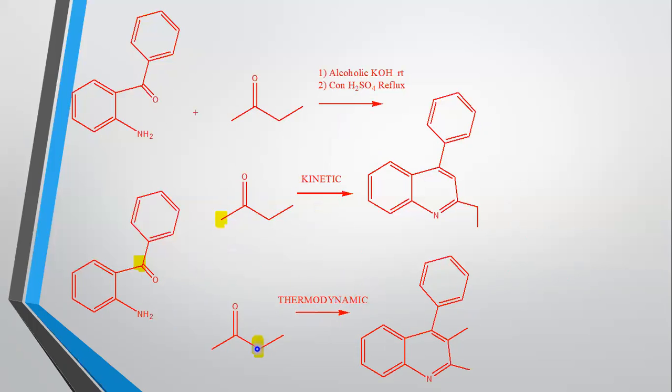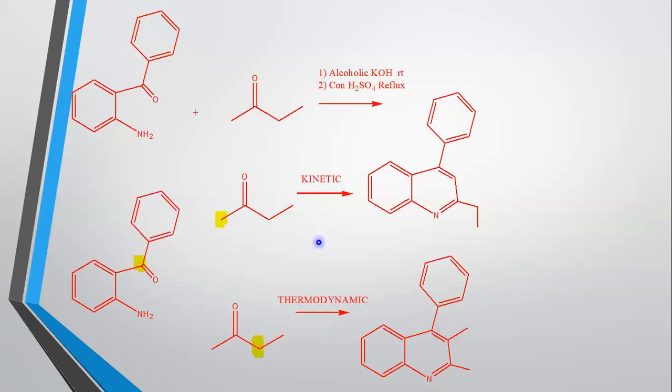In this case, the more substituted enol is formed. The more substituted enol is formed by removing this proton. We can generate a more substituted enol, then condense this carbon with this carbonyl group, and this carbonyl group with this NH2 to give this product.